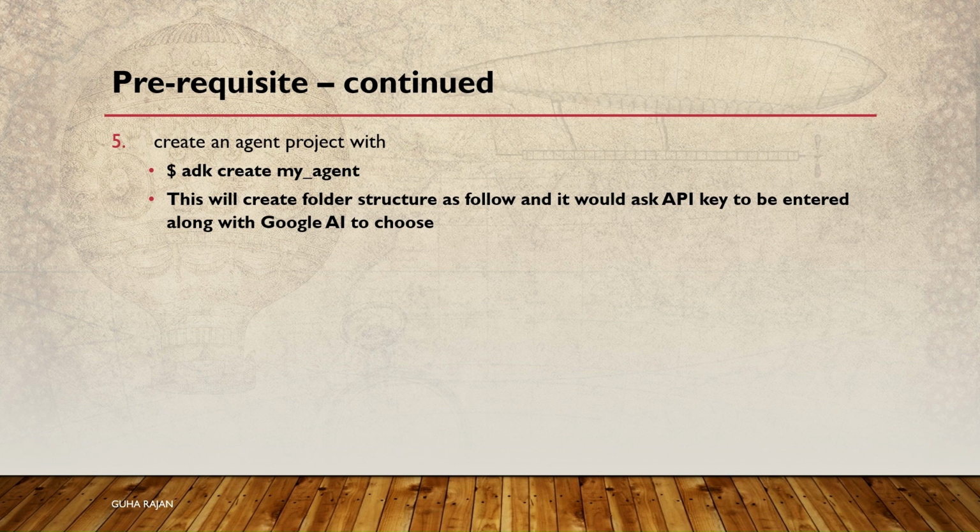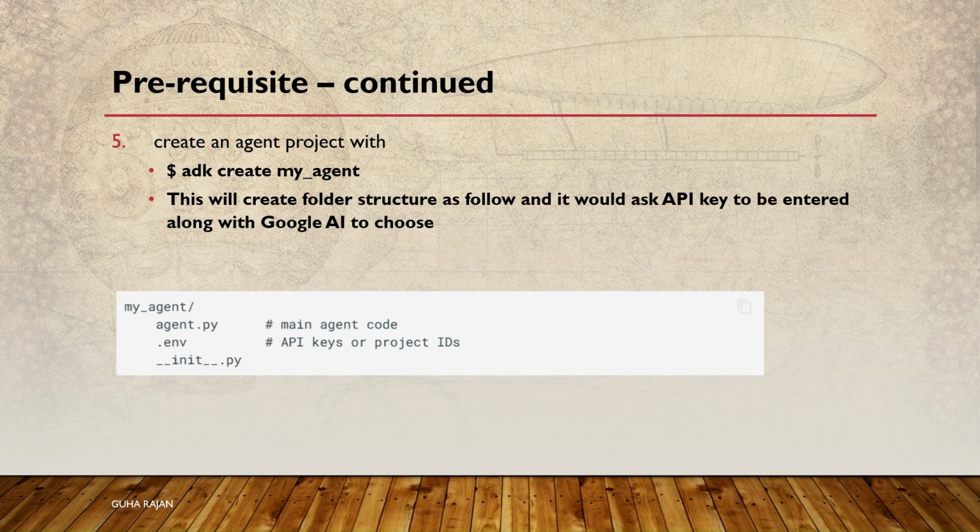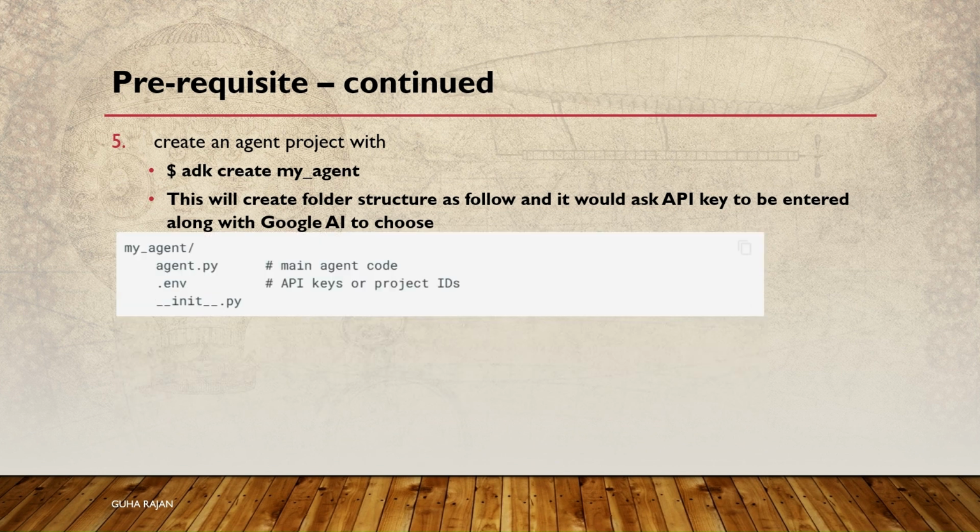When you execute that, after pip install, adk create my agent, two steps will be there. One is to choose the appropriate AI, and then it will ask for the API key, and it creates a folder my agent with agent.py, and it will have an .env which has the API key as well, and the __init__.py. So this is the folder structure. The agent.py is what we will have to change each time.